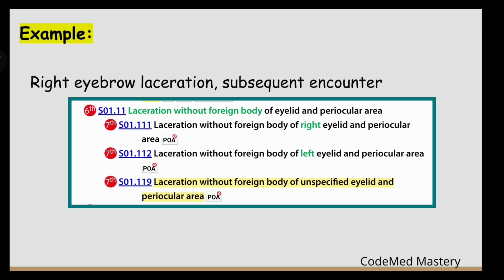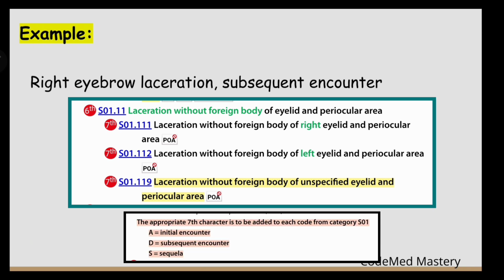Always you have to check that. Above this code you can find they have mentioned the appropriate seventh character is to be added to each code from the category S01. So we have to use A as the seventh character if it is initial encounter. We have to use D as the seventh character if it is subsequent encounter, and S if it is sequela. Here they have mentioned subsequent encounter, so we will use the seventh character D. So the right code will be S01.111D. I hope you are clear with it.